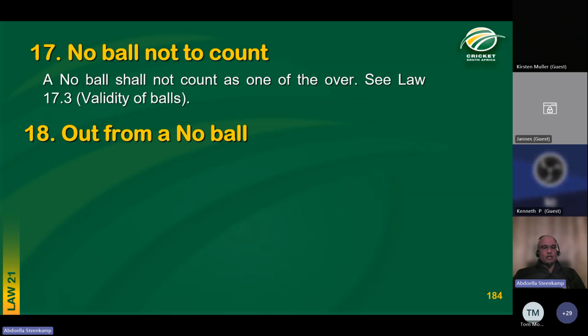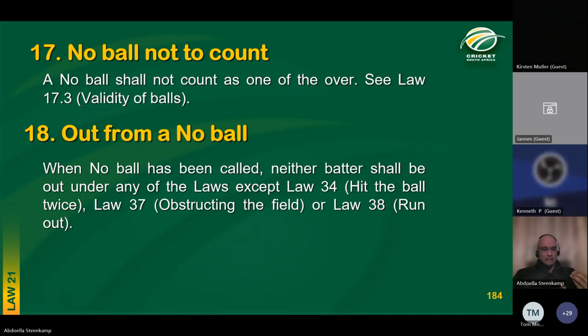And the last point under no ball, how can you be dismissed off a no ball? There are 9 modes of dismissal. There are only 3 ways to be dismissed off a no ball. Firstly, hit the ball twice. Secondly, obstructing the field. And lastly, a run out. These are the only modes of dismissal or methods how you can be dismissed if a no ball is called.